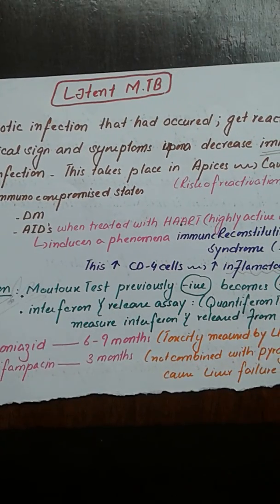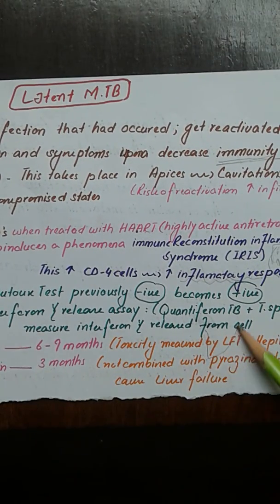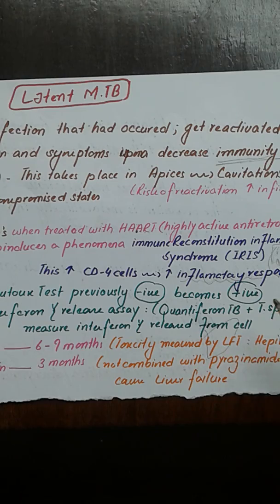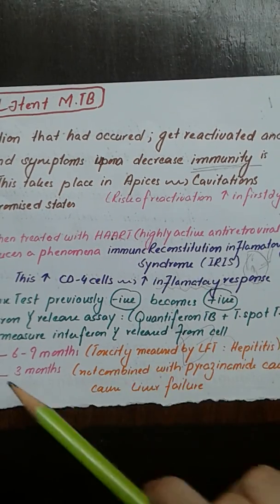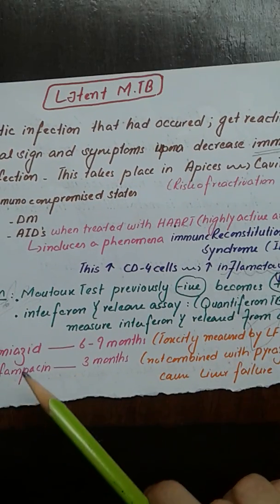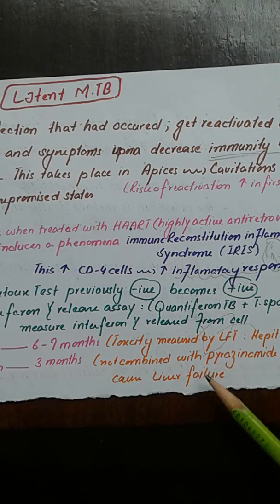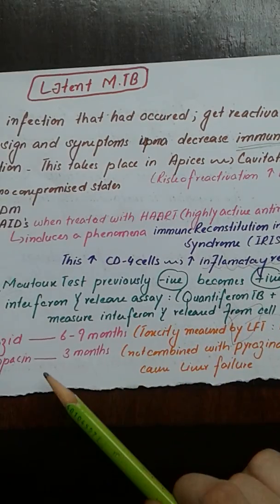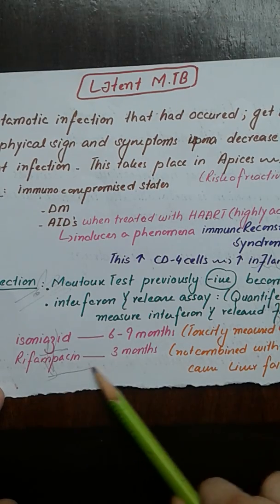Remember that isoniazid, if it is given for a prolonged amount of time, has the ability to cause toxicity in the liver. So your LFT should be monitored every month in order to know that the patient is not having hepatitis because of isoniazid. The other drug is rifampicin. If rifampicin is combined with pyrazinamide, it can lead to renal failure. So always give this in combination, but not along with pyrazinamide.